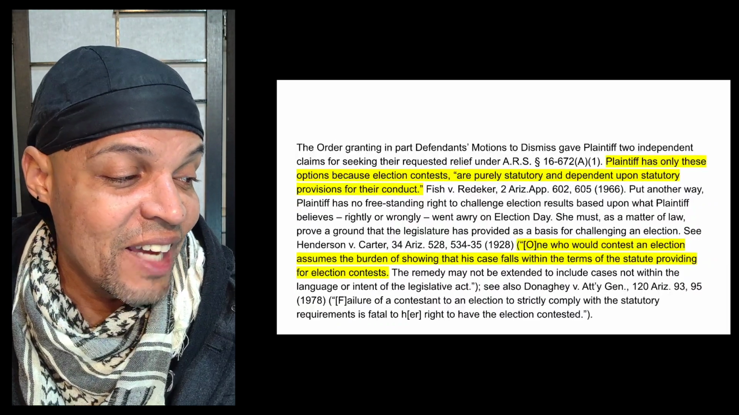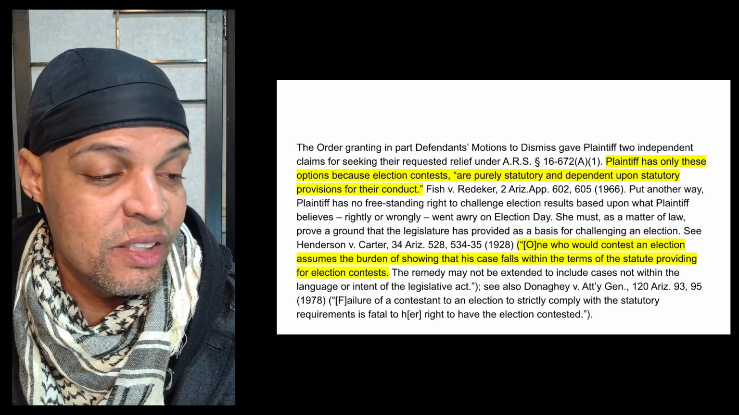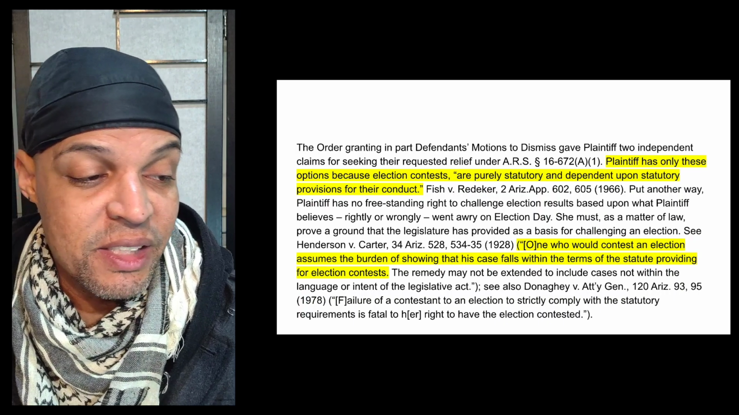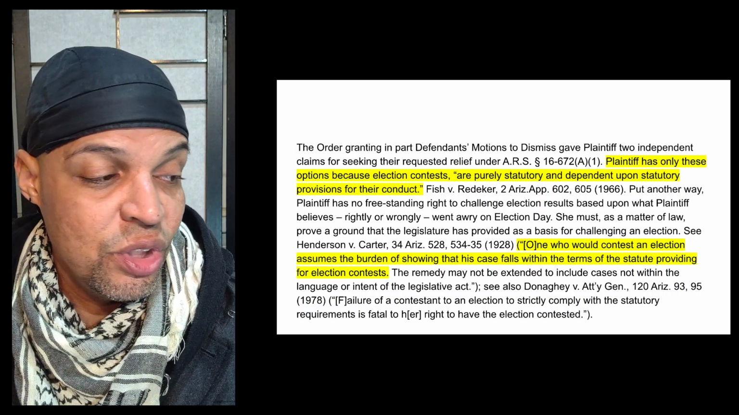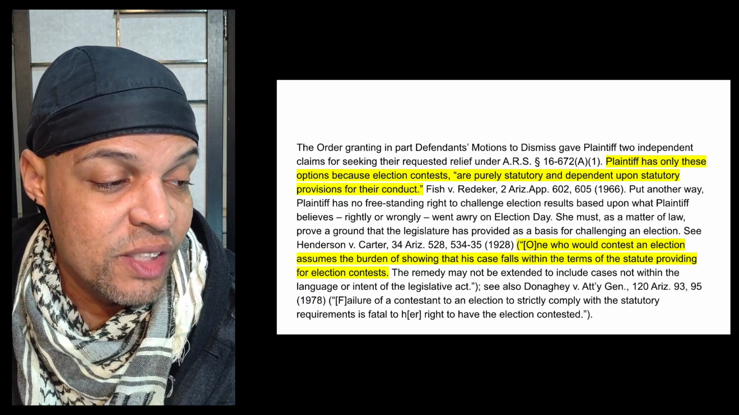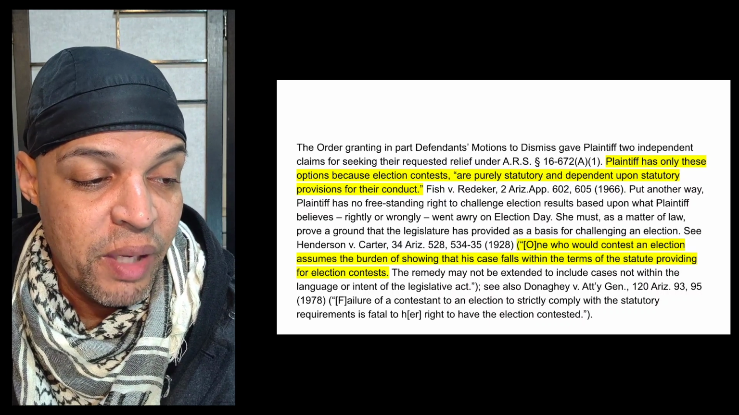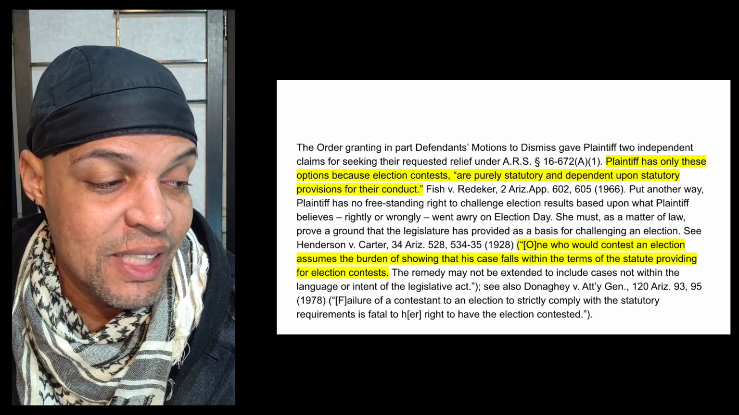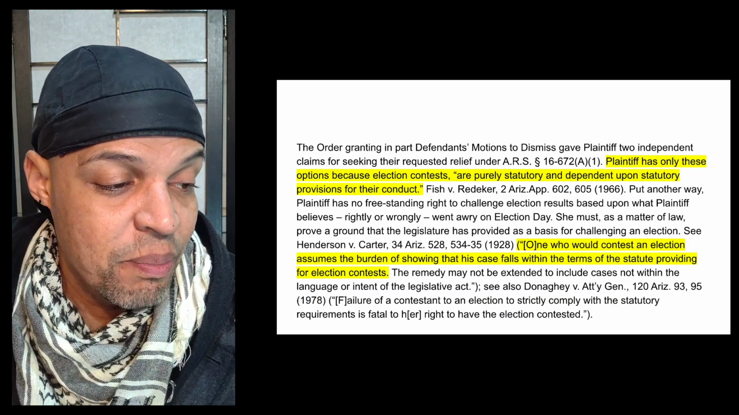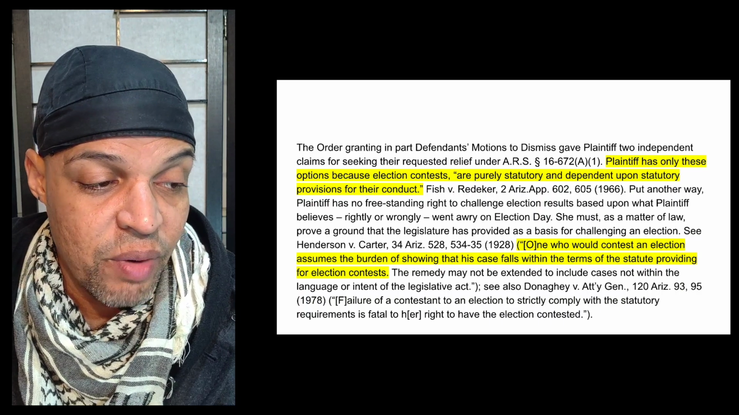All right, let's check out the highlight. Plaintiff has only these options. Oh, okay, let's check this out real quick. The order granting in part defendant's motion to dismiss gave plaintiff two independent claims. They want their facts for seeking the requested relief. Then they got some statute right here. And then it says, one, plaintiff has only these options because election contests are purely statutory, dependent upon statutory provisions for their conduct.